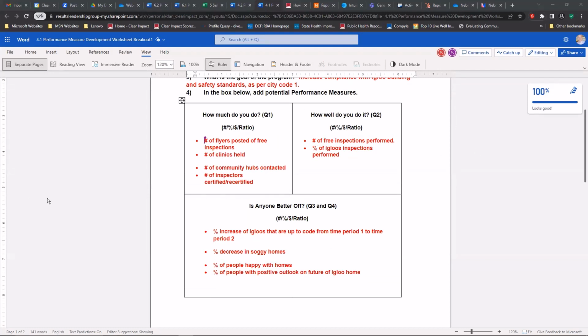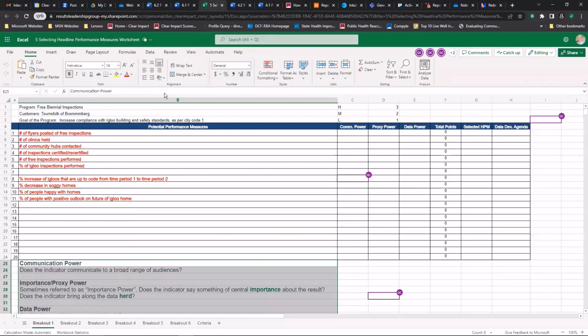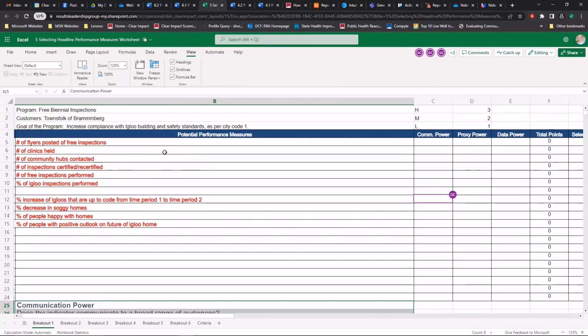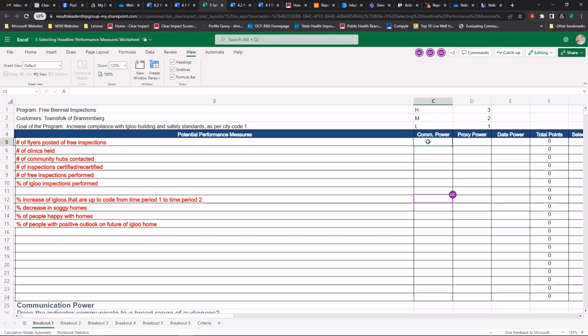So good job. And then I noticed that you all did start to at least get yours in here. So what I thought we would do right now is just as a group, kind of score a couple of these just to give you a sense of how this can be helpful. So if we were looking at number of flyers posted of free inspections, again, communication power, is that a 3, 2, or a 1? What do you all think? Probably high because it's just flyers posted out in the community. So it's very probably broad.